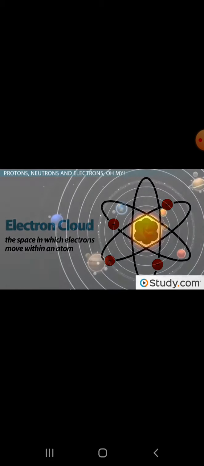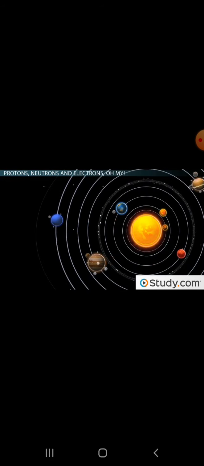But how are these particles arranged in atoms? The first thing to know is that each atom has an atomic nucleus, which is a collection of protons and neutrons at the center of the atom. This cluster of protons and neutrons is very small, very dense, and very positively charged. That just leaves the electrons, which exist in the electron cloud, or the space in which electrons move within an atom. Electrons move around the nucleus of the atom, kind of like how planets in our solar system orbit the sun. We'll talk more about the electron cloud later.